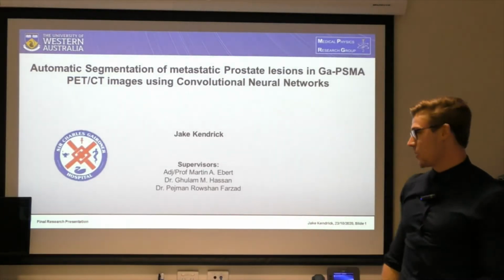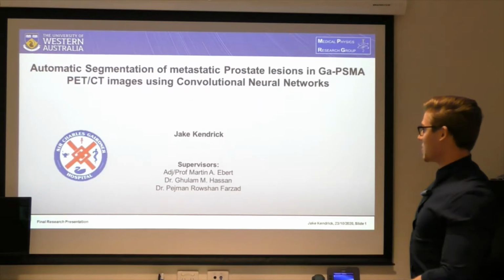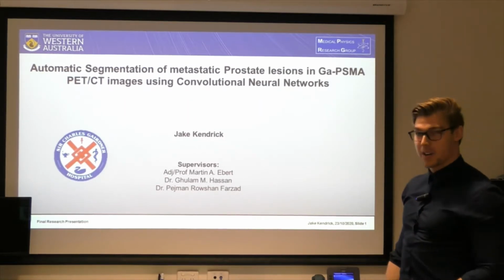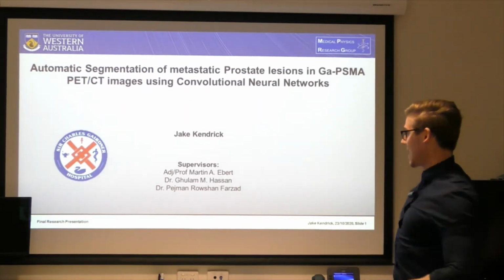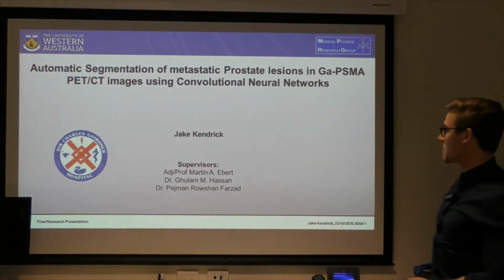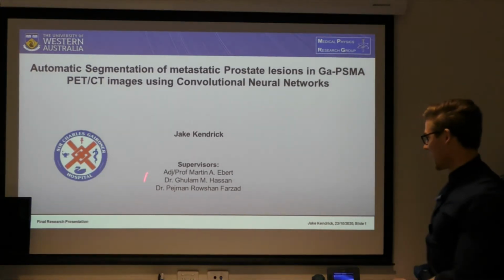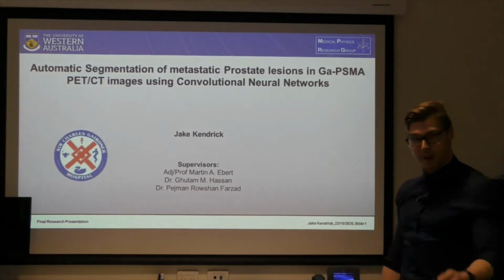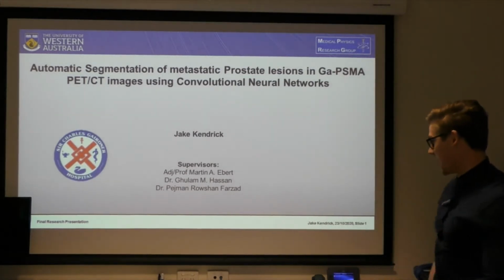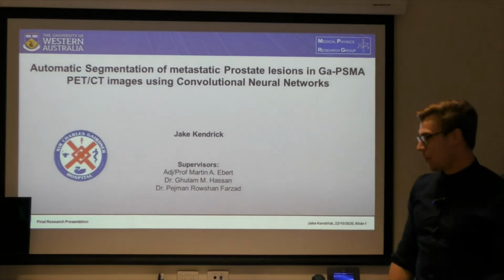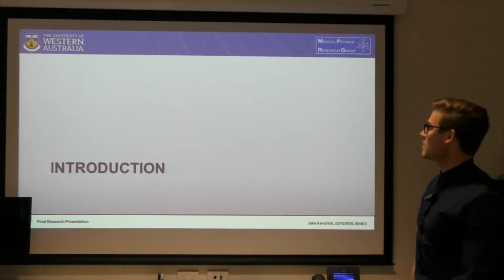Today I'll be presenting the results of my master's thesis, which is entitled The Automatic Segmentation of Metastatic Prostate Lesions in Gallium PSMA PET-CT Images using Convolutional Neural Networks. Just before I begin, I'd like to acknowledge my supervisors, Martin, Mubasha, and Pejman, who provided me with significant help and support throughout this project.